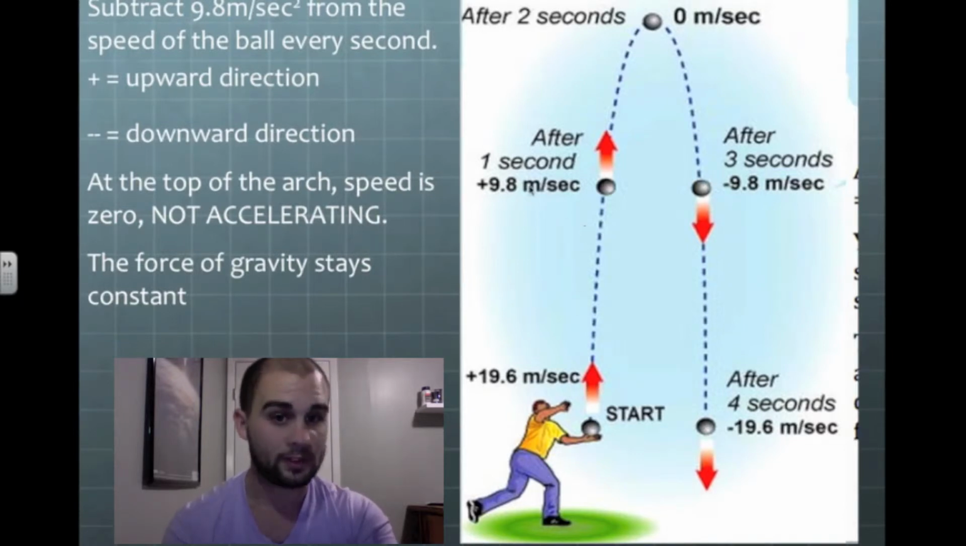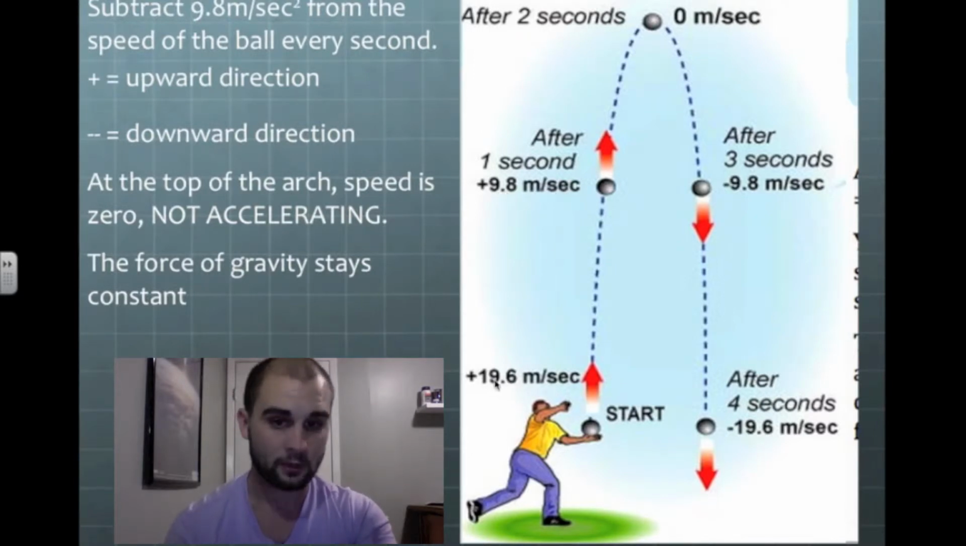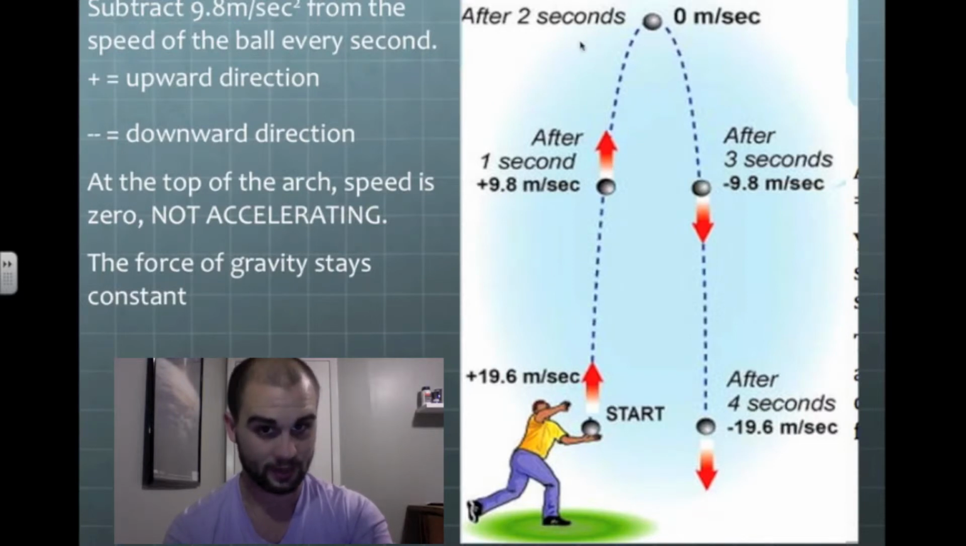After 1 second, gravity, which is going the opposite direction of the ball, the force acting on it, it's pulling it down. Because of that, gravity will subtract 9.8 meters per second squared every second. So if you take 9.8 and you subtract it from this, you'll get 9.8 meters per second squared. And if I subtract another 9.8 meters per second squared after the next second, we'll be at 0. And the ball will actually stop accelerating. It'll stop moving, and then it'll drop back down.